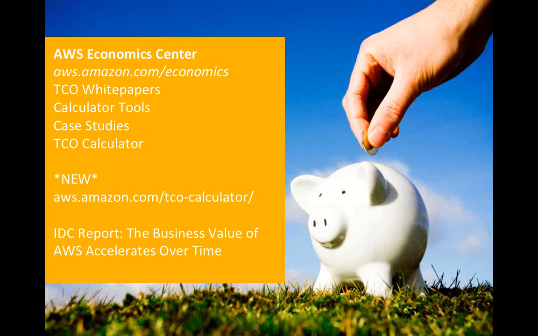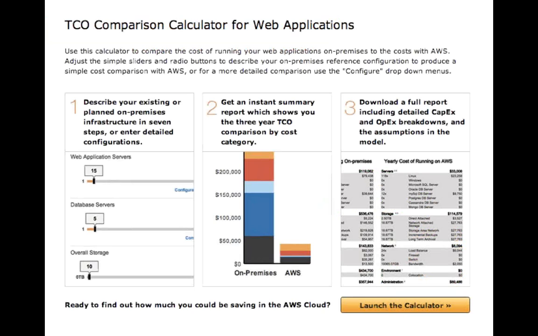Okay. So I'd like to introduce you as well to our AWS Economics Center. It's located at aws.amazon.com/economics. There you'll find TCO white papers. You'll find several calculator tools. And I'd like to highlight one of the more recent calculator tools. This is a TCO comparison calculator for web applications. Most of you who have used our detailed AWS calculator know that it can give you a very good estimate of your AWS expenditure, but it has a lot of detail that you have to put into it. Number of servers, utilization, how many gigabytes you need, etc.